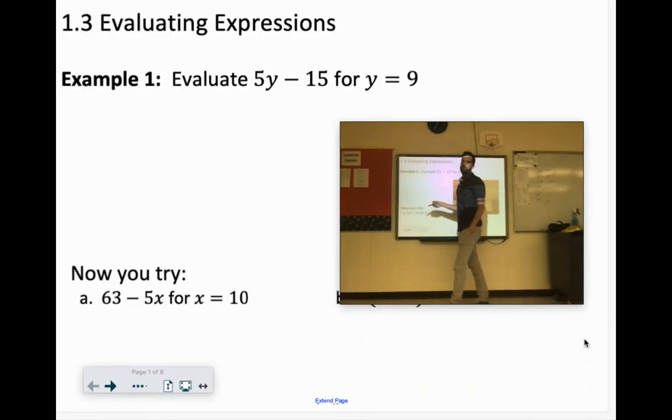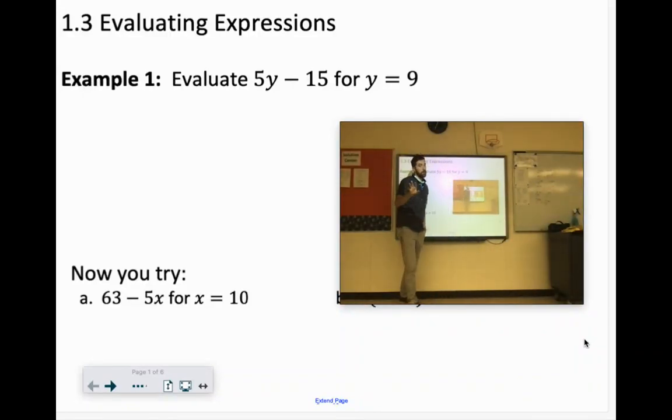Evaluating expressions, we've done this already a little bit. Evaluating means take the numbers they give you and put them in, substitute them in for what they tell you. So here they're telling us the value of y is 9. So every time we see a y, we're going to put a 9 in its place. So this one says 5y minus 15.